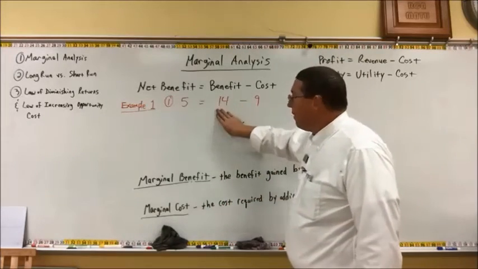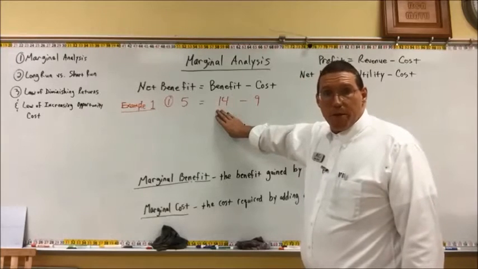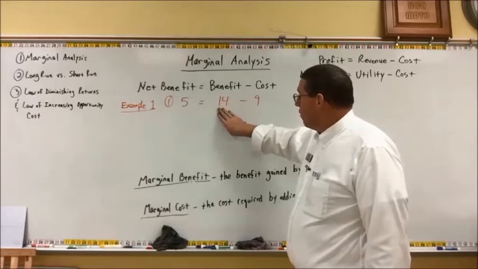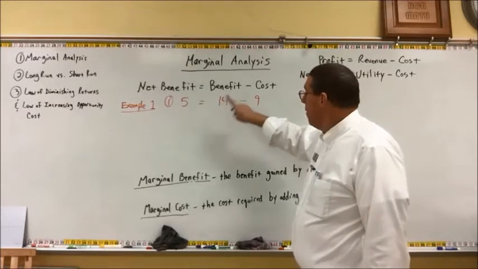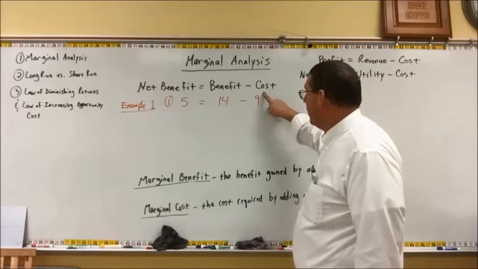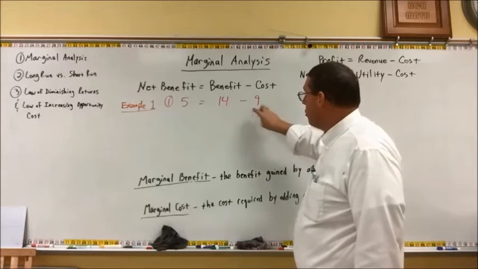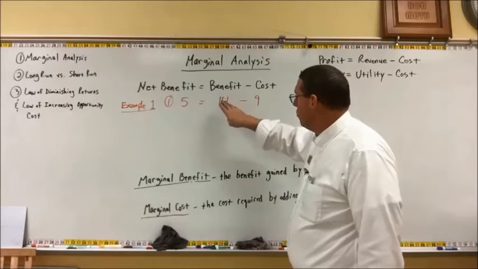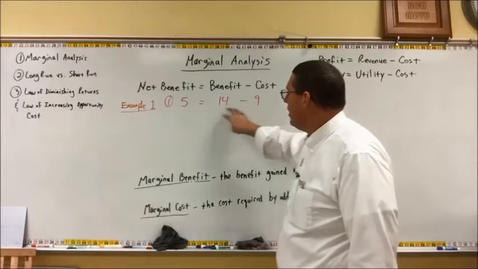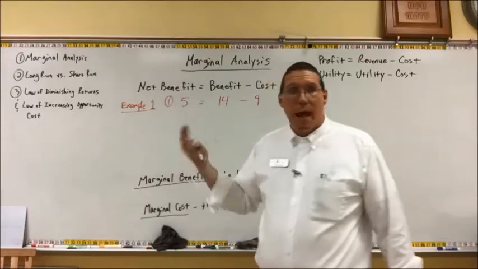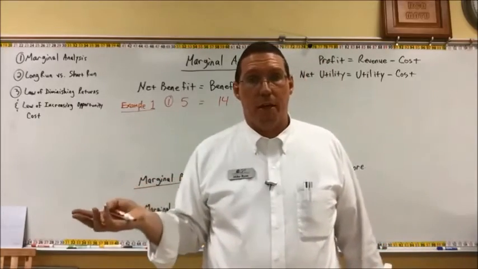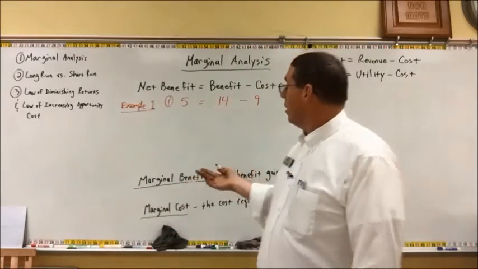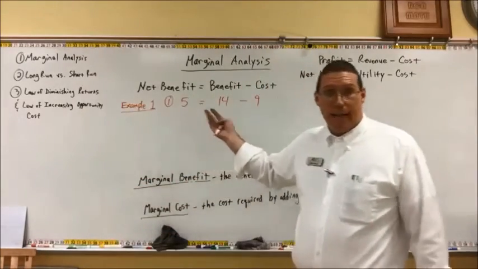So let's say the benefit you get from doing something is 14, okay? And the cost of doing that is 9. So when we do the benefit 14 minus 9, we get 5. So now the net benefit of doing that thing, like let's say going swimming on a hot day, okay?